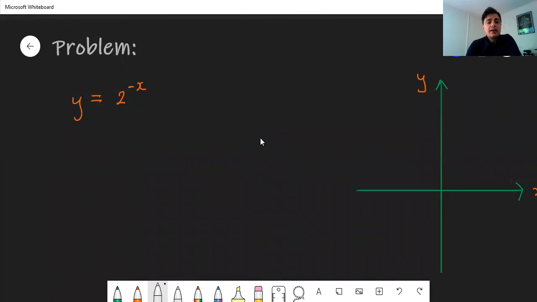Slightly different example. y is equal to 2 to the power of negative x. We'll start in exactly the same way by trying to solve for an x-intercept and trying to solve for a y-intercept and see what happens. So let's let x equal 0 and solve for the y-intercept. So 2 to the power of negative 0. Negative 0 is just 0. So 2 to the power of 0, anything to the power of 0 is 1. So again, we've got a y-intercept of 1, which means a coordinate that we can plot of (0, 1).